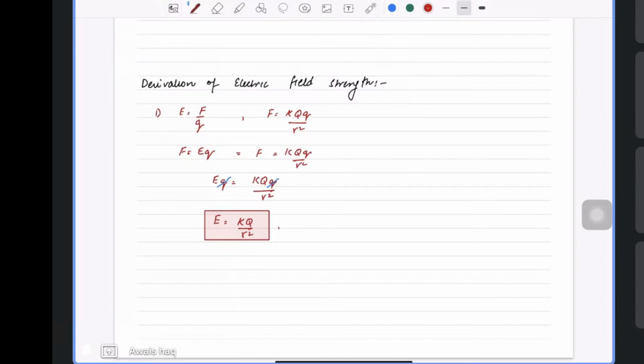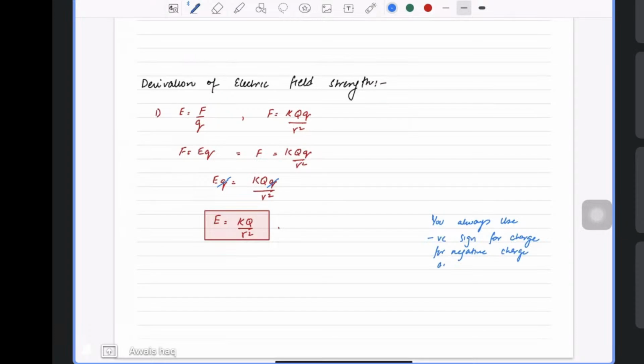Now, electric field strength obviously can be tricky in the sense that it might give you negative or positive values. So you always use a negative sign for charge for a negative charge, all right?